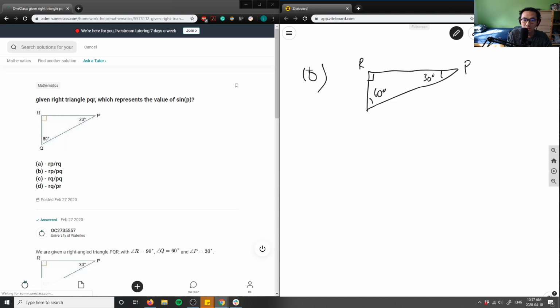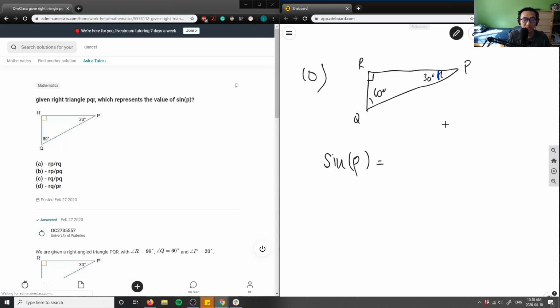Okay, so it's saying here, given the right angle triangle PQR, sorry, I couldn't read that, which represents the value of sine P. So sine P would equal, I have sine P here, so that's this angle here, I'm going to do this in blue. It's this angle here, right? So sine P equals, what would that equal?